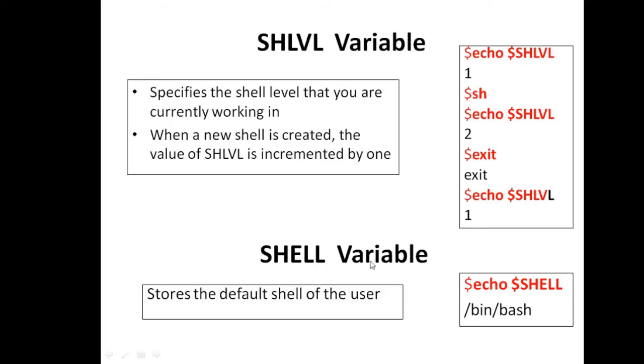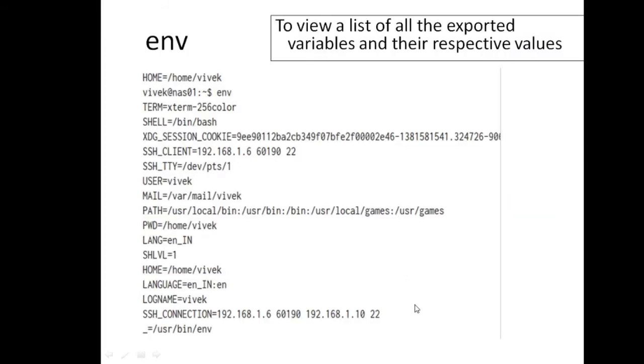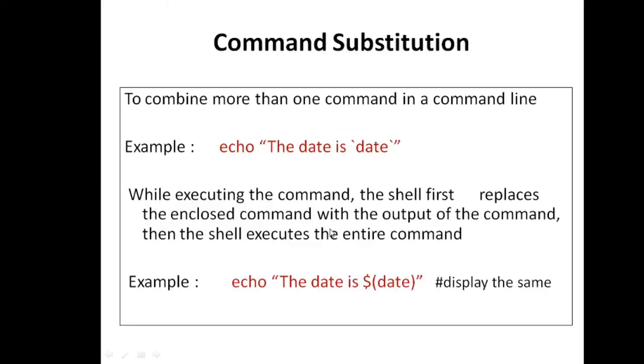And you have another variable called SHELL. This tells you the default shell of the user. You can say echo $SHELL. You get /bin/bash. That means this is the default shell of the particular user. When I give env, it will list out all the environment variables and their respective values.